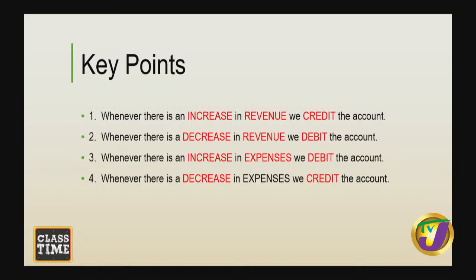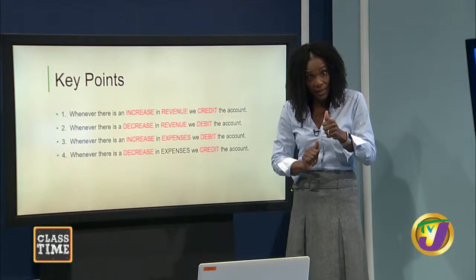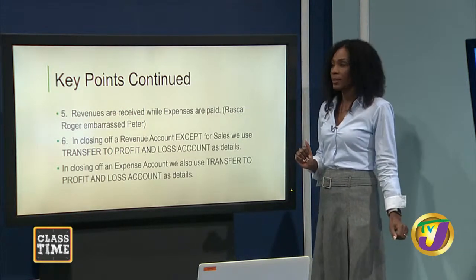Credit the account. Now, if you note or look at this carefully, you will again see that the double entry rules for revenues are opposite to those for expenses. So if you know one, you automatically know the other. All right, students? Okay. Now, key points continuing.